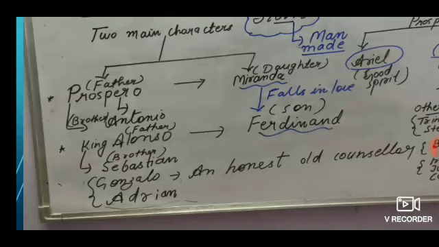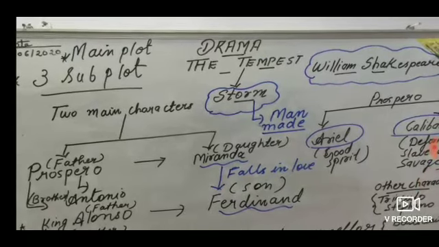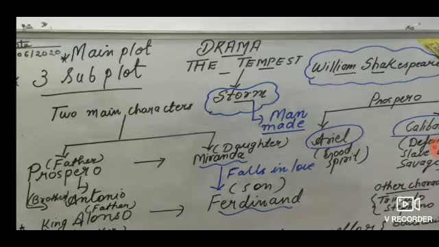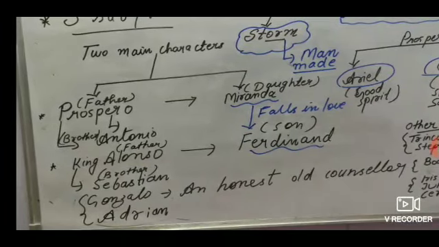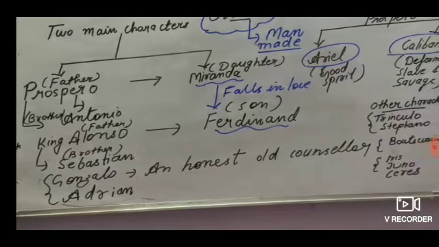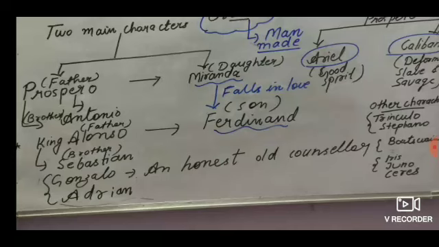So this way you can see here, Tempest, that is Storm. Prospero, father, Duke of Milan, had a daughter, Miranda. Miranda falls in love with Ferdinand, who is the son of King Alonso. Prospero had one brother, Antonio, who illegally took the kingdom of Prospero. Alonso also had a brother, Sebastian, who wanted to take the kingdom of Alonso through the manipulation of Antonio, but he did not. Gonzalo was an honest old counselor.